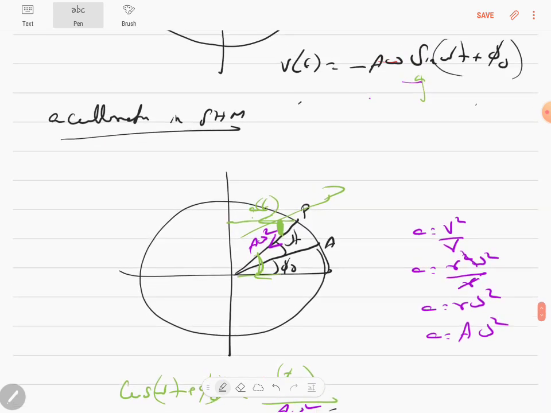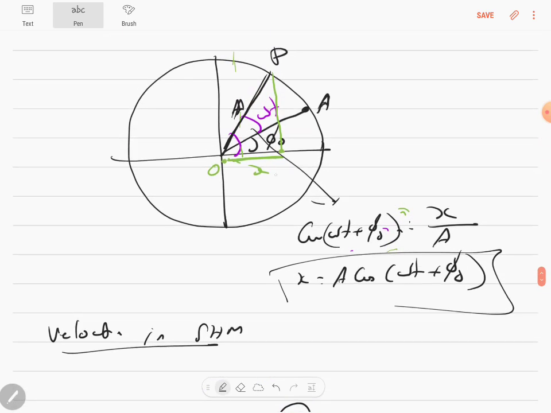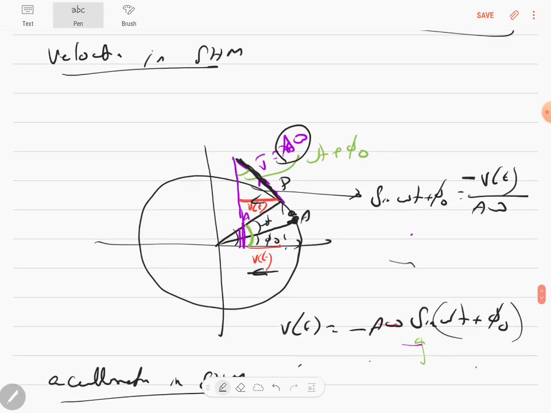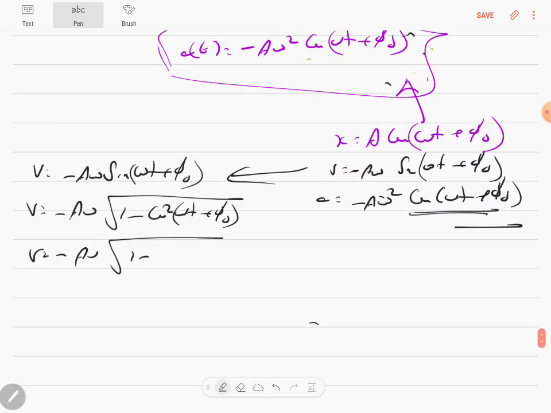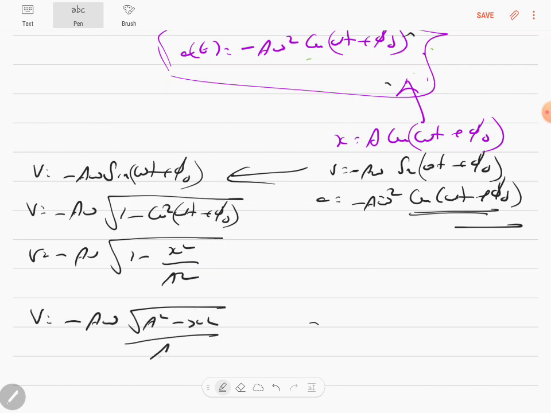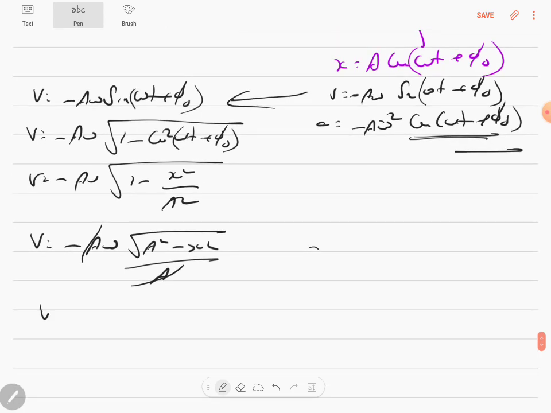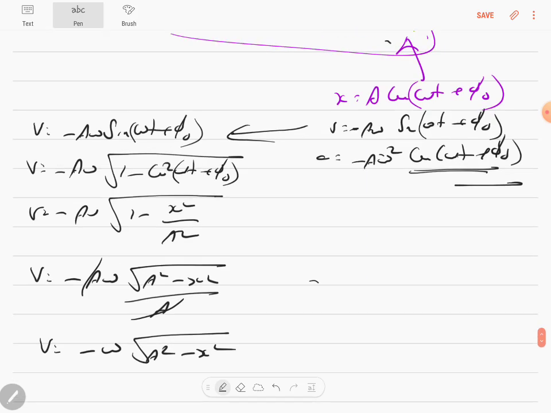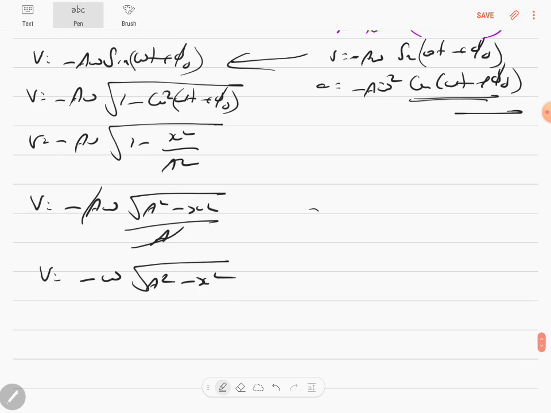Do you remember the first one? Adjacent by hypotenuse, which is x by A. You know from the first diagram, it's x square by A square. So v is equal to minus A omega root of A square minus x square by A. A and A get cancelled. Thus the velocity itself is minus omega root of A square minus x square. You take the velocity and write it as sin as 1 minus cos square and substitute like this. You get it without sin and cos.